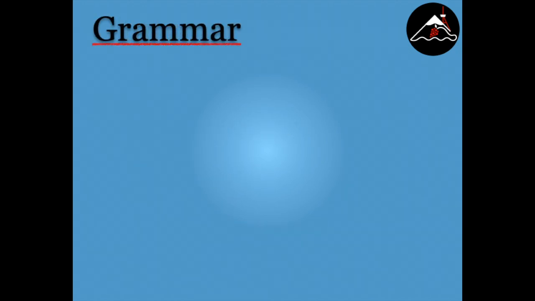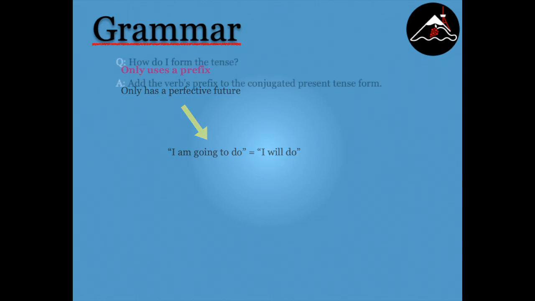The Georgian future tense uses only a prefix. Unlike English, which actually has both a perfective and imperfective future tense, Georgian only has a perfective future tense. This means that there is no difference between I'm going to do and I will do in Georgian. To form the future tense, and therefore other perfective tenses, simply add the verb's corresponding prefix to the front of the present tense conjugated form.